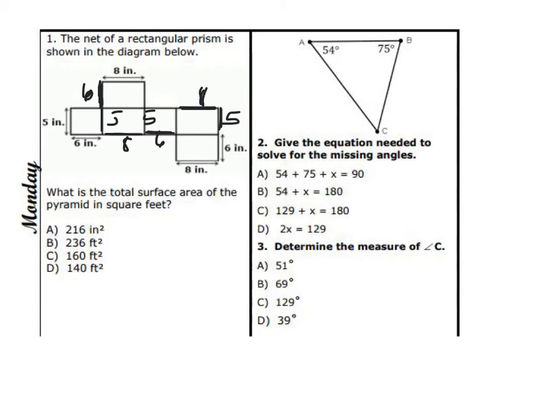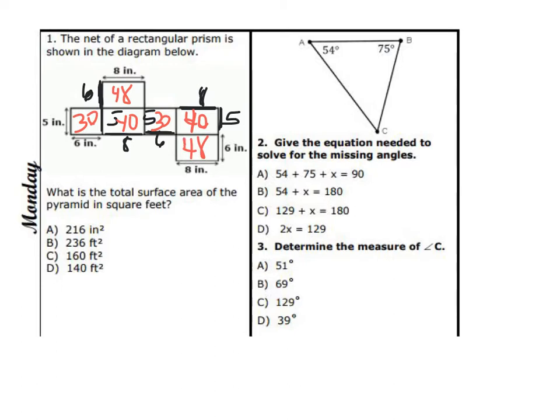So now we're going to go ahead and multiply the dimensions. You have 5 times 6 is 30. 6 times 8 is 48. 5 times 8 is 40. 5 times 6 is 30. 8 times 5 is 40. And then we have 8 times 6 is 48.